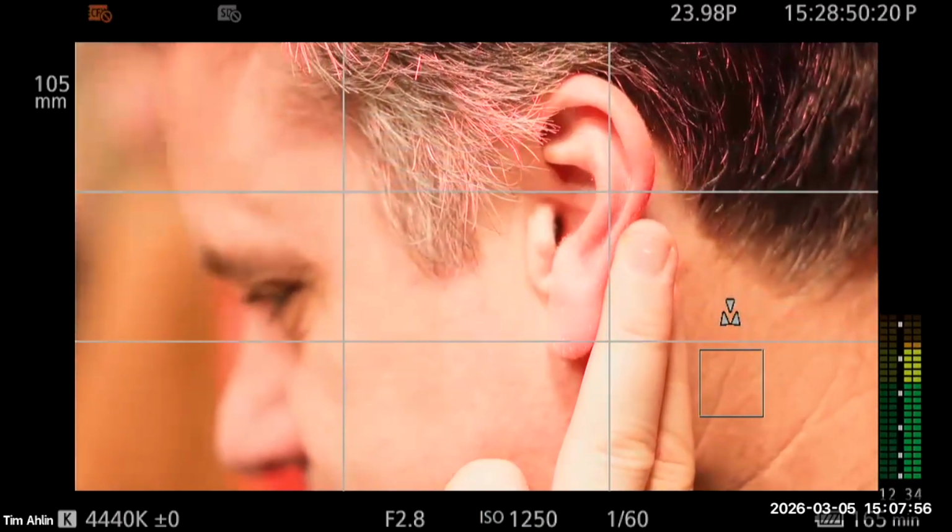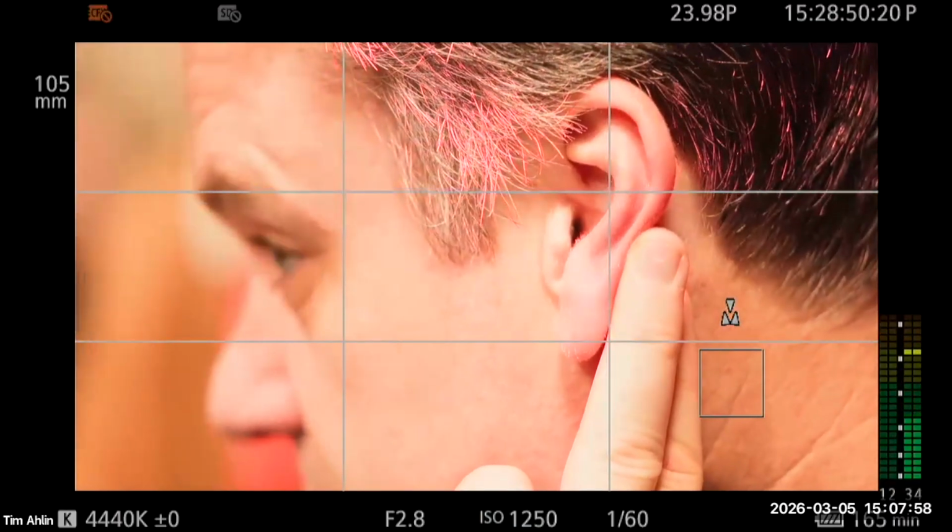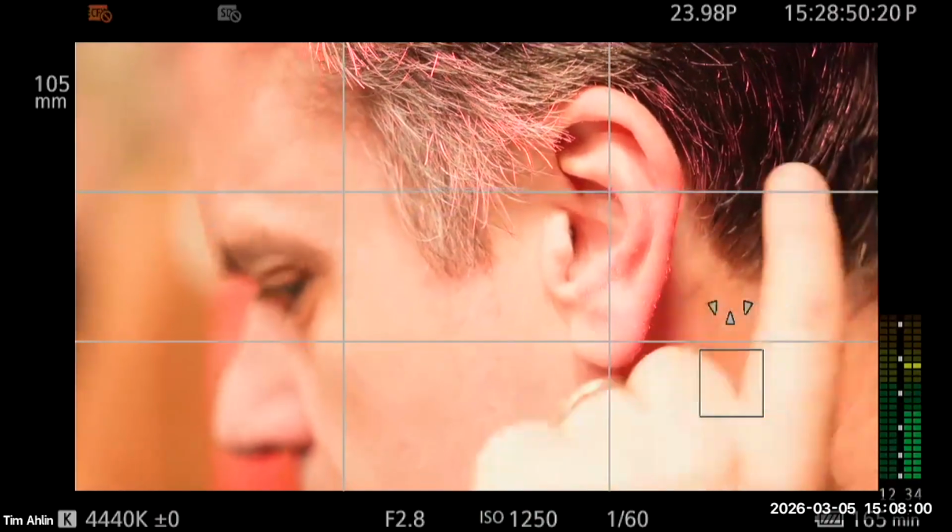Because Tim's looking that way, you have it on the right third, which is great. And it's green, so it's in focus.